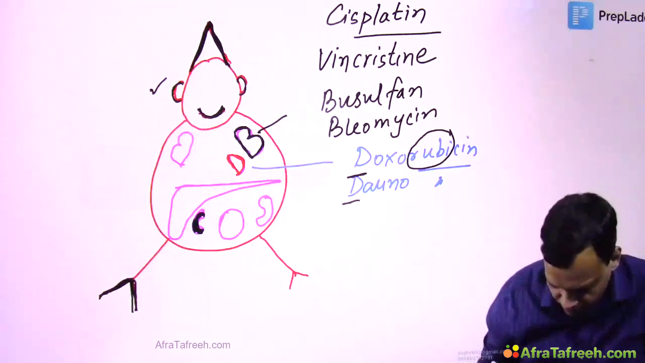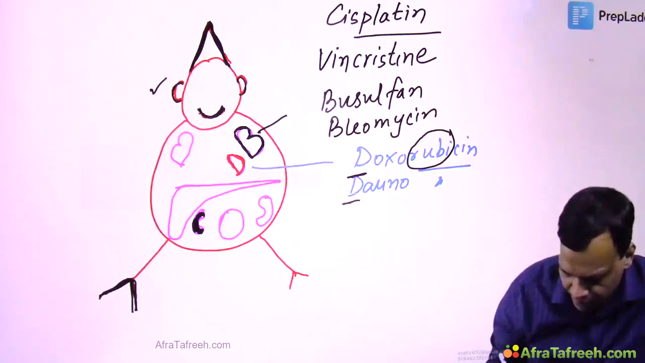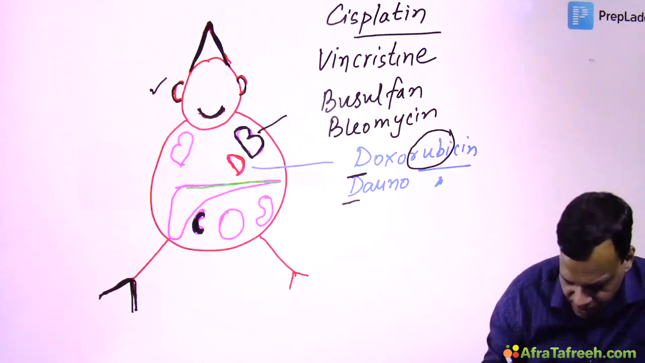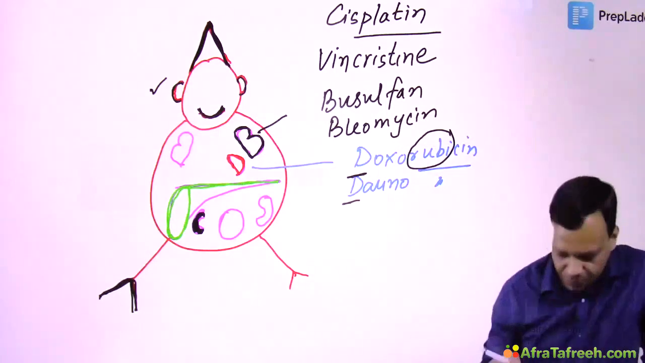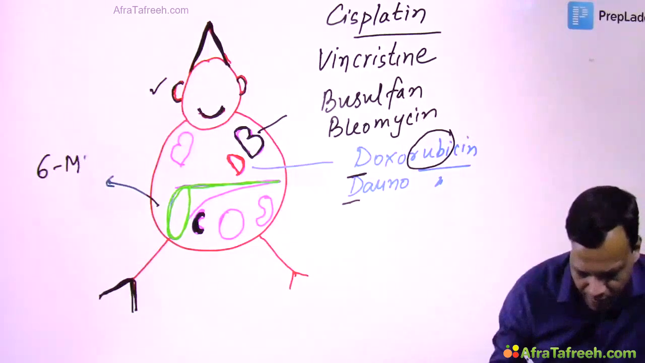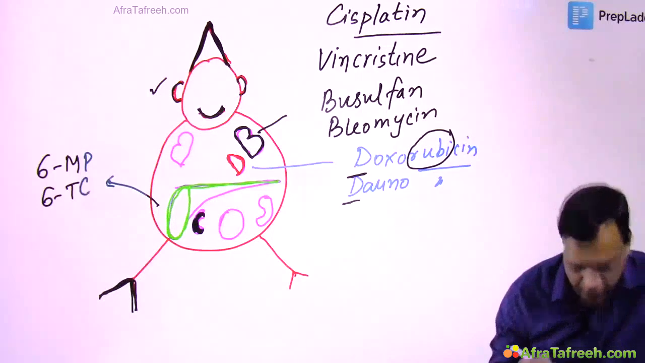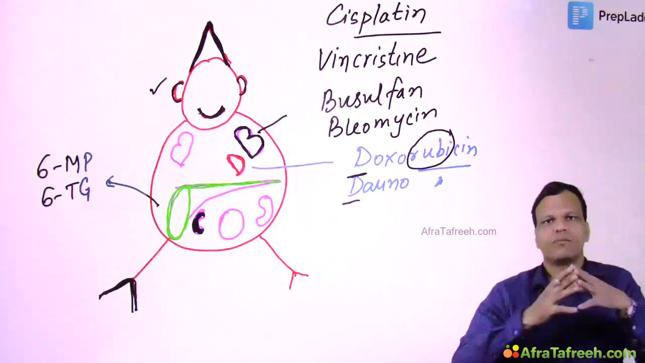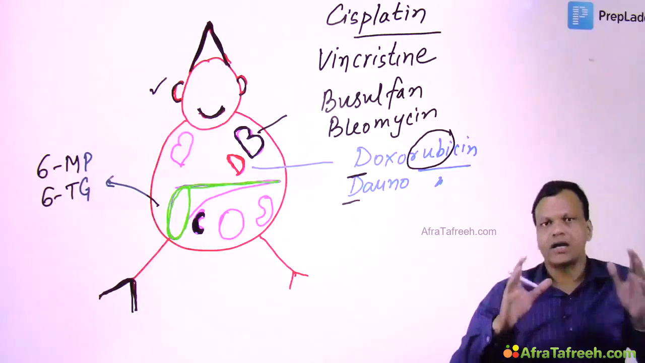Then if you see this liver looks like a figure of 6. Liver looks like a figure of 6. That means the drugs starting with 6, 6 mercaptopurine and 6 thioguanine, they affect the liver. So 6 mercaptopurine and 6 thioguanine are hepatotoxic.